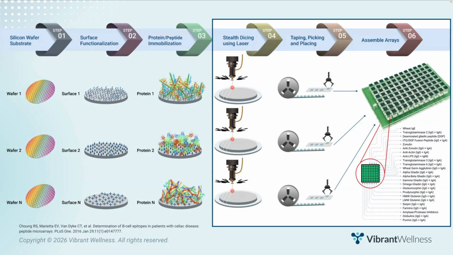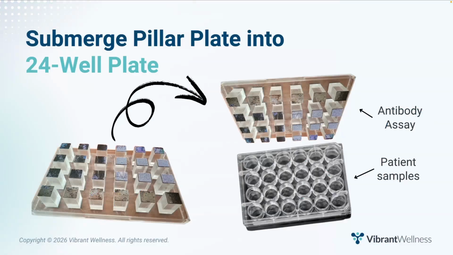Looking at step 4, Vibrant dices the wafers into tiny microchips. In step 5, Vibrant uses automated machines to arrange the microchips, one for each antigen, in a 10 by 10 grid atop one pillar on a 24 or 96 pillar plate. The pillar plate is then flipped upside down and submerged into the well of the patient's blood sample, allowing for the simultaneous analysis of a large number of analytes from a single sample.